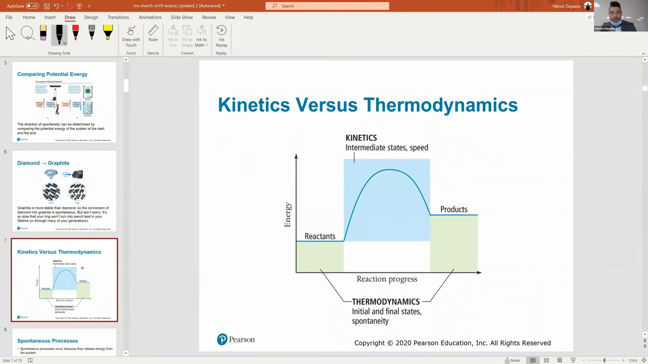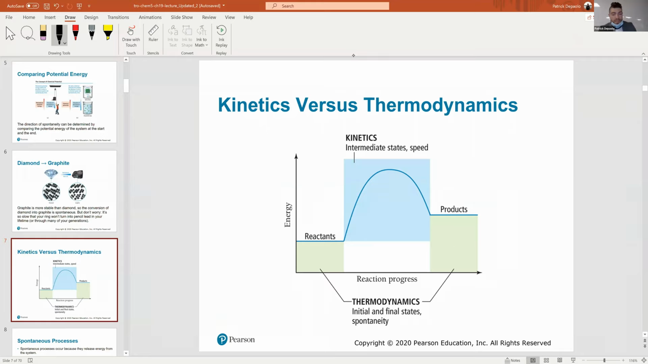Okay, so we're going to be learning about not kinetics. We already learned about kinetics. And now we're going to be shifting our focus to thermodynamics. Now, the difference is in kinetics, we were talking about the rates, the speed of the process, and exactly what was going on there. But now we just talk about the end and the beginning.